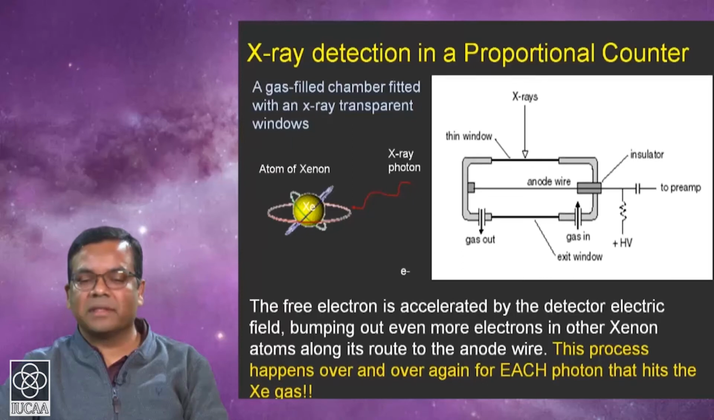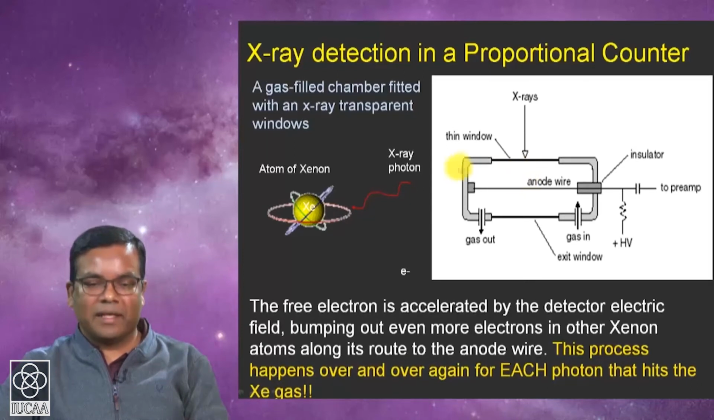The electron is attracted due to the electric field of this anode. In this process, electrons gain energy and ionize other atoms. So, one electron generated by the X-ray photon, when it moves closer to the anode, creates a large number of other electrons. Therefore, a bunch of electrons, or an electron cloud, is generated from one single photon, and this is collected at the anode wire, and that is how X-rays are detected in proportional counters.